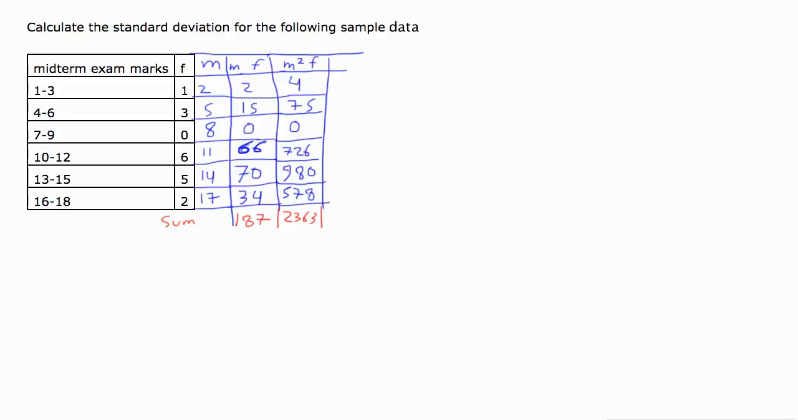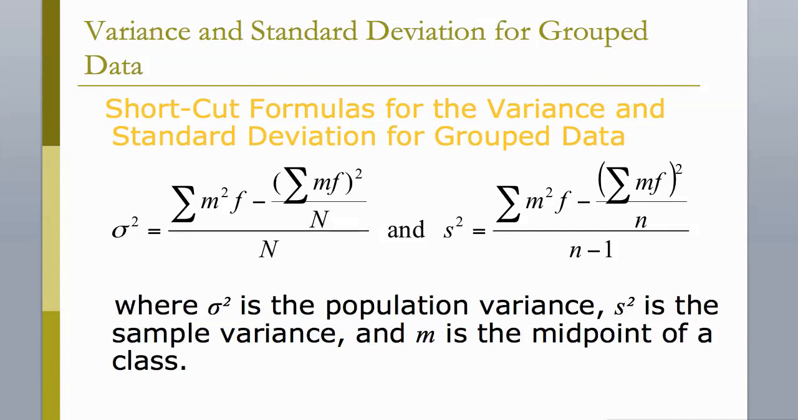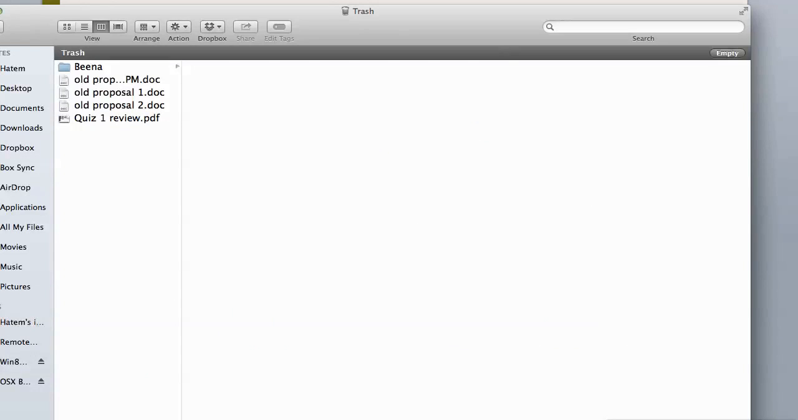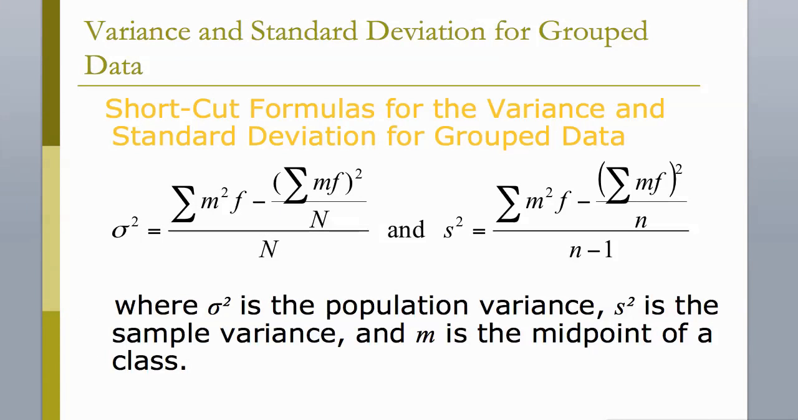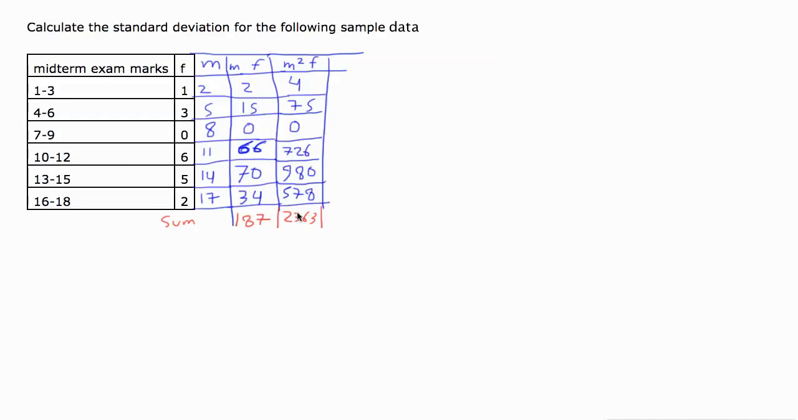Okay, so I got these two sums. Now I'm ready to use this formula. So let's start using this formula. Sigma m square f minus sigma mf all square divided by n. Okay, so in fact here what I need is the sum of mf squared, not this sum as it is. I need to square this to be part of the formula. Let me write the formula for you.